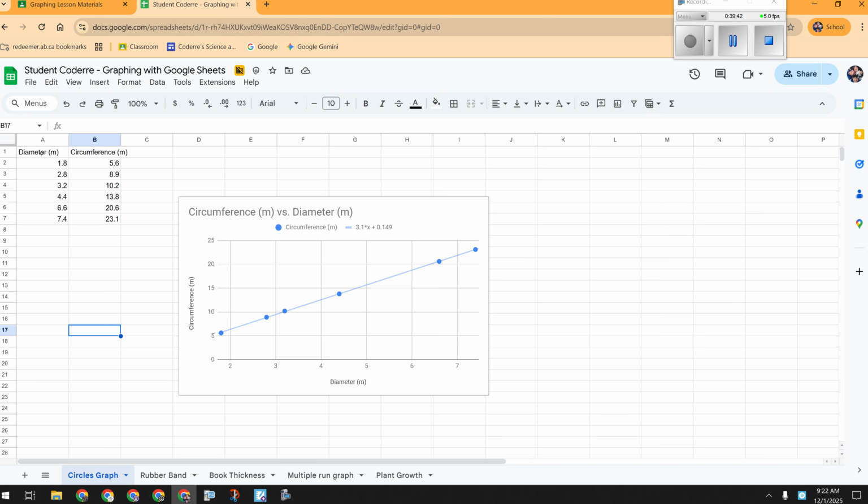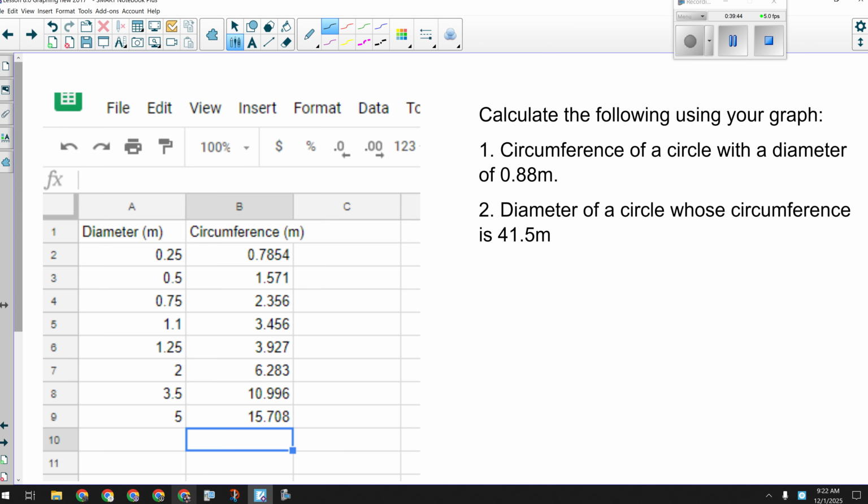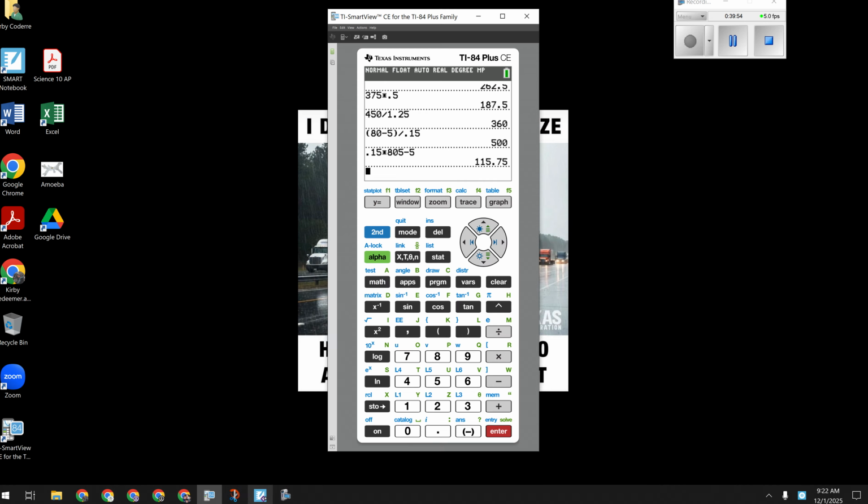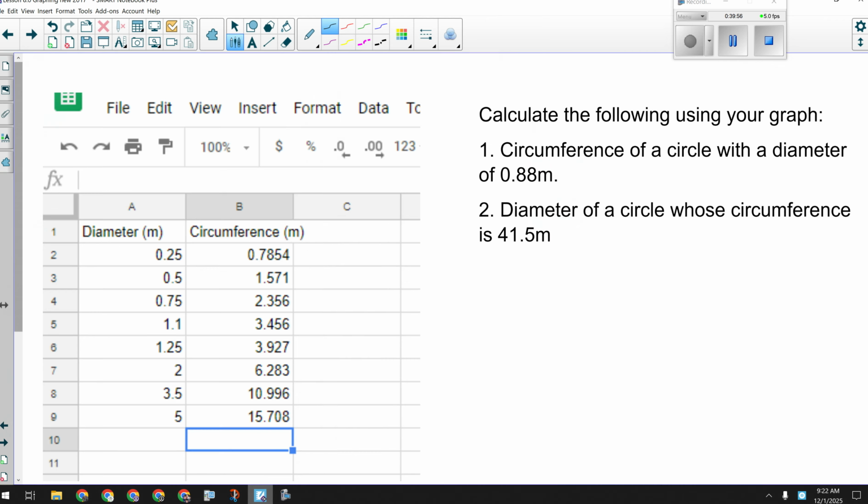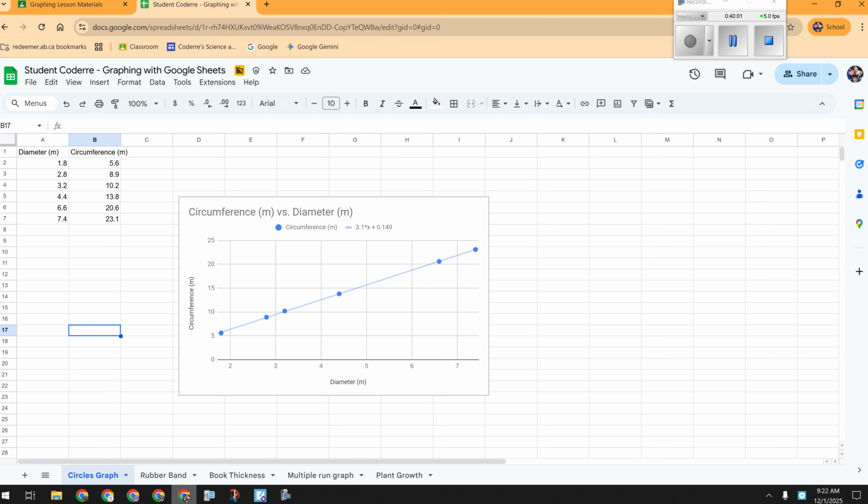All right, so let's go back to this. Okay, so using that equation, oh, I use different numbers. Was I on the right graph? It was, right? Oh, I just changed my numbers.